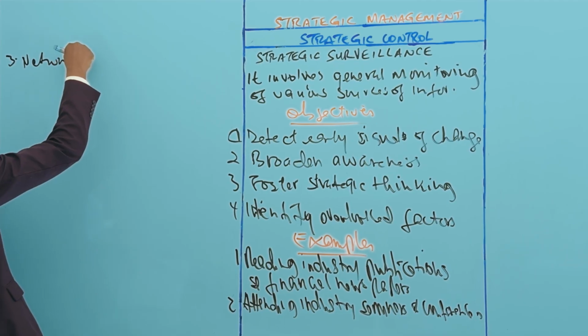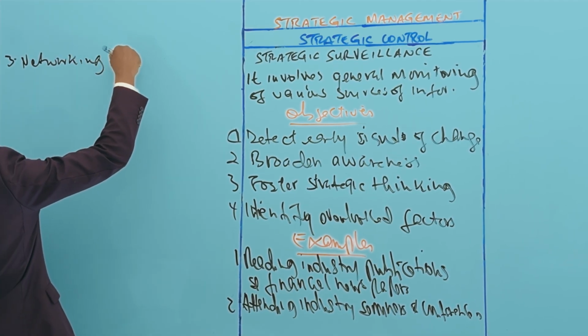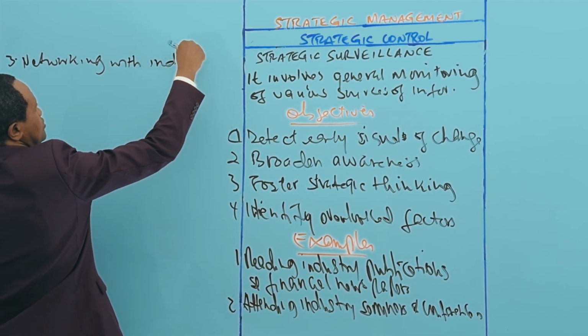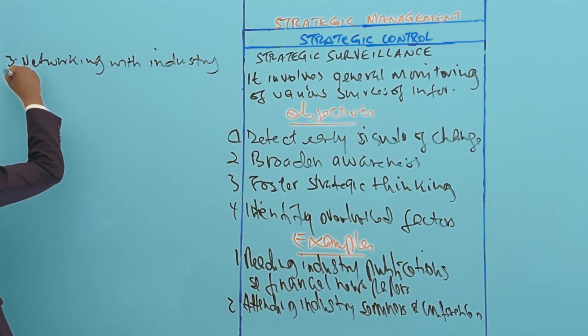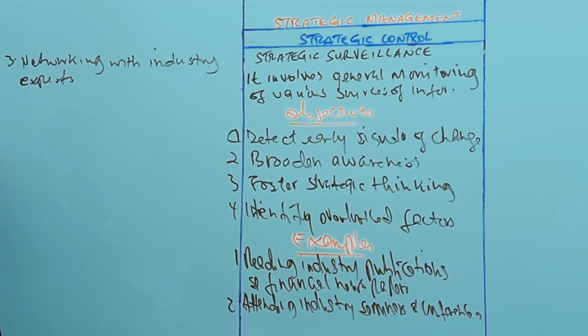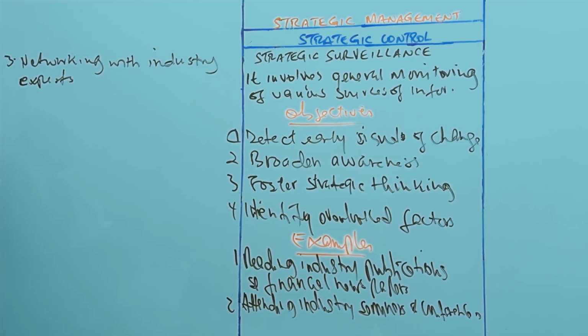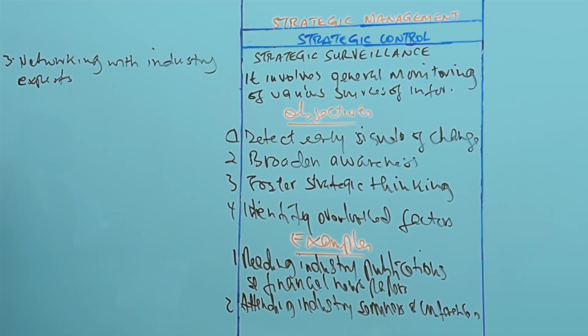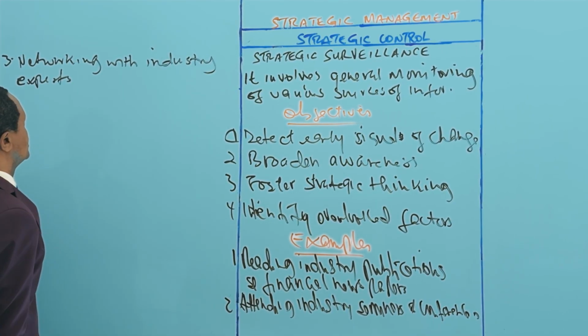The third example is networking with industry experts and peers. That can help you gather insights and perspectives from various sources.